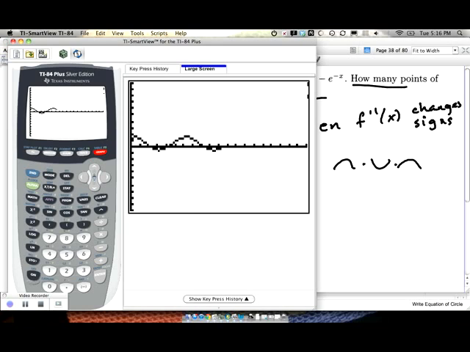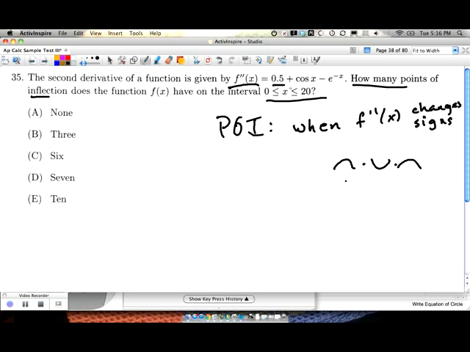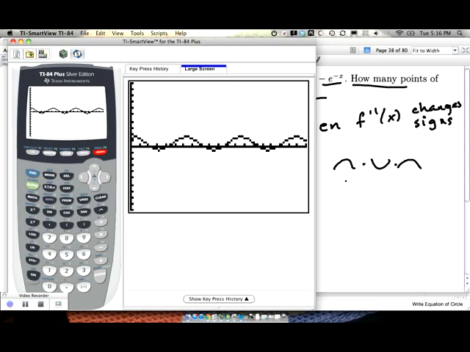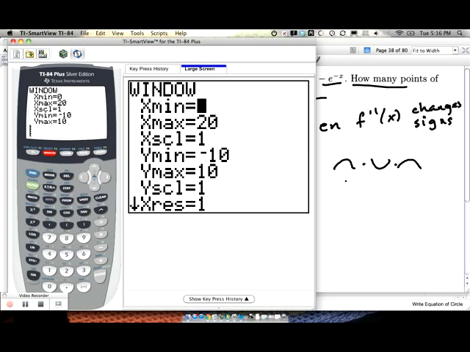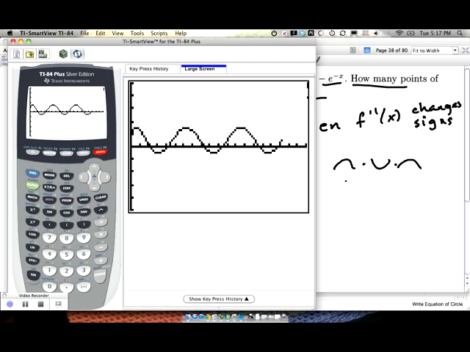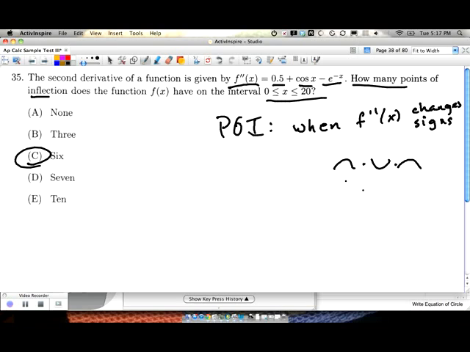Time to graph. So I count 1, 2, 3, 4, 5, 6. Did I type that incorrectly? So we have 0.5 plus cosine x minus e to the x from 0 to 20. Let's zoom in just a little bit to make sure. I'm going to change my y values from -10 to 10 to -5 to 5. So we definitely have 1 sign change, 2, 3, 4, 5, 6 sign changes. Wow, 6.